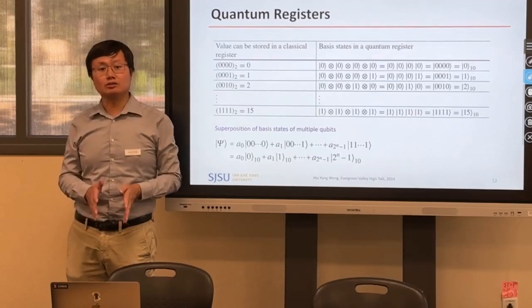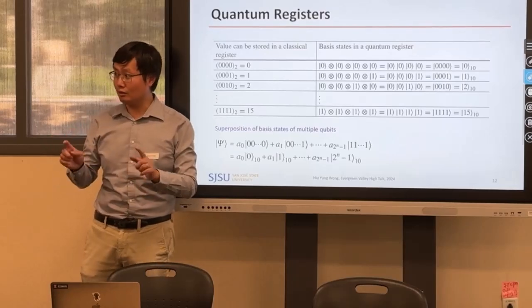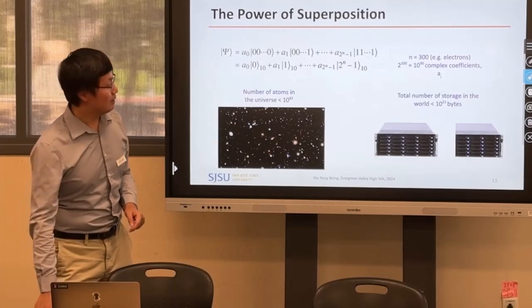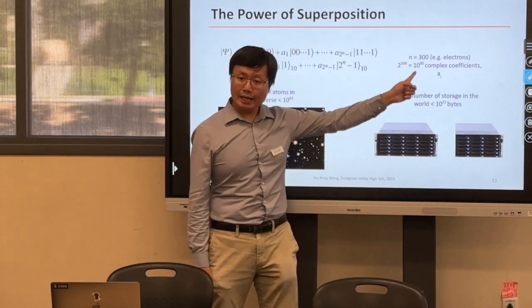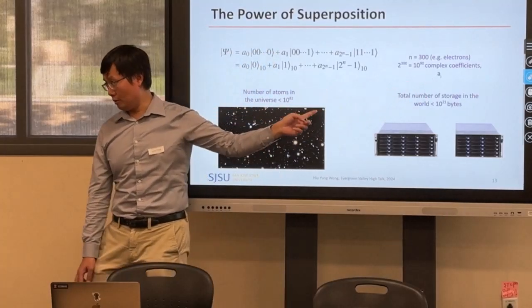2 to the power 300. Maybe you think it's very small, right? But probably many of you don't think so already. You have tried that before, and your calculator just blew up, right? If I have 300 electrons, it means I need 10 to the power 90 compressed number. 2 to the 300 is like 10 to the power 90.